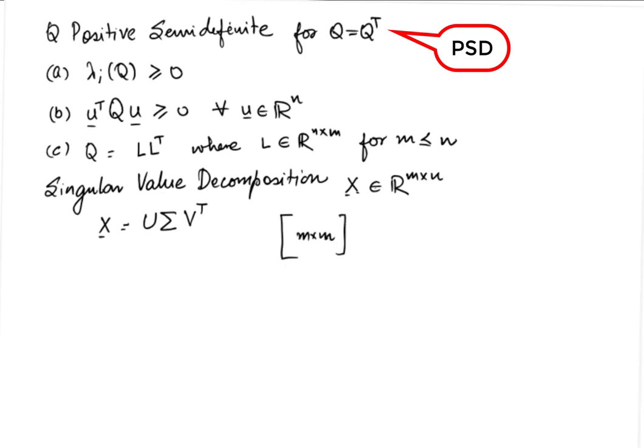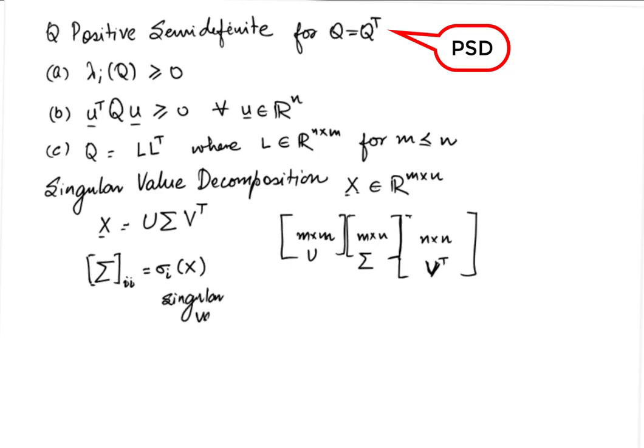Here, U is an orthogonal M cross M matrix, capital sigma is an M cross N matrix, and V is an orthogonal N cross N matrix. While capital sigma is a rectangular matrix, only the entries along its main diagonal are non-zero, and its i, ith entry is written as sigma i of X, which is the ith singular value of X. The columns of U and V are its left and right singular vectors respectively. I must point out that by definition, singular values are always non-negative.